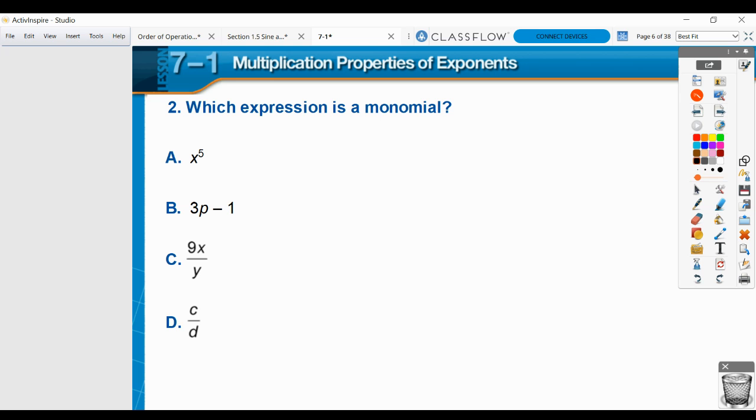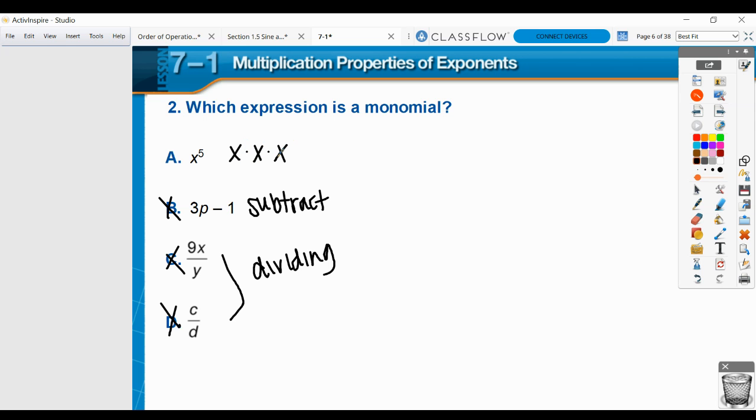Okay, the second one, it says which expression is a monomial. If you take a look, B is subtracting, which can't be that one. And then these two are dividing, so it can't be that one. Now you may think about this, A is x to the 5th, but x to the 5th really is x times x times x times x times x. So it's A.